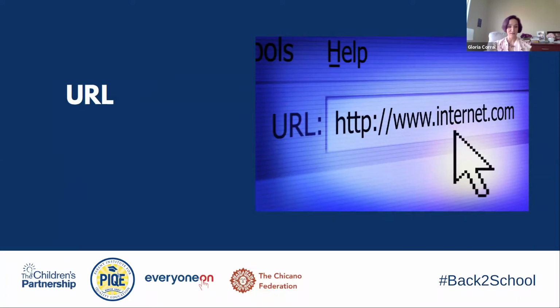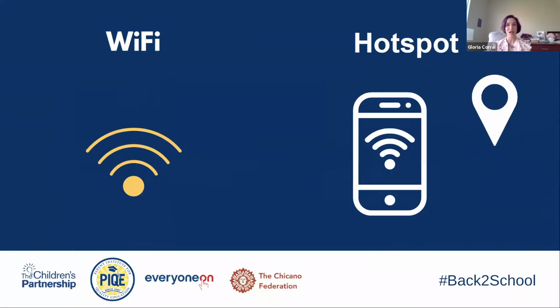Next, Wi-Fi and hotspot. Wi-Fi means how you are able to get onto a website without cables. This is what this means. While a hotspot is a device or a physical location, for instance, a library or a coffee shop, that provides internet connection via your phone or your computer or a laptop so that you can access the internet.